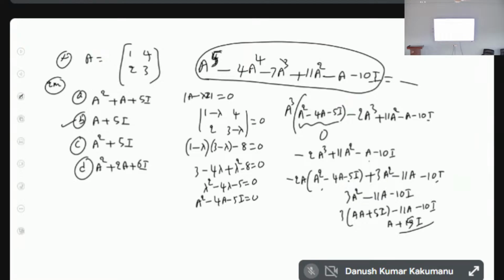Write down the side heading: linear dependent and independent of the vectors. This is the last topic in this unit. The side heading is linear dependent and independent of the vectors.